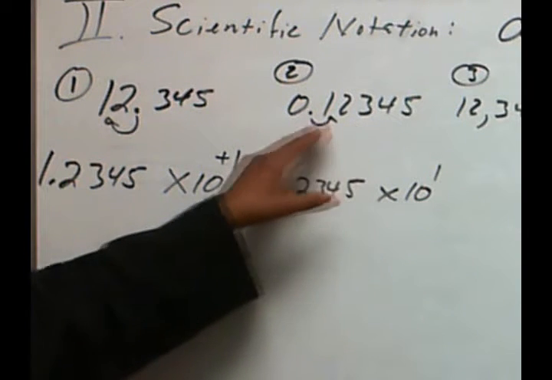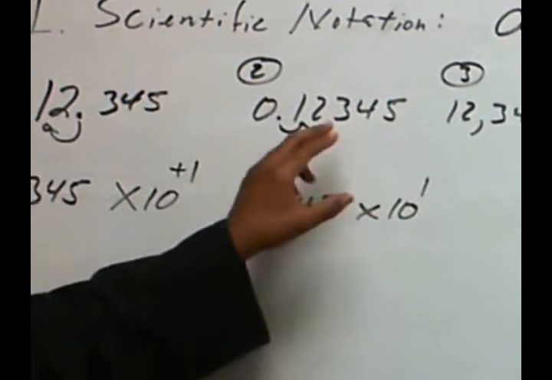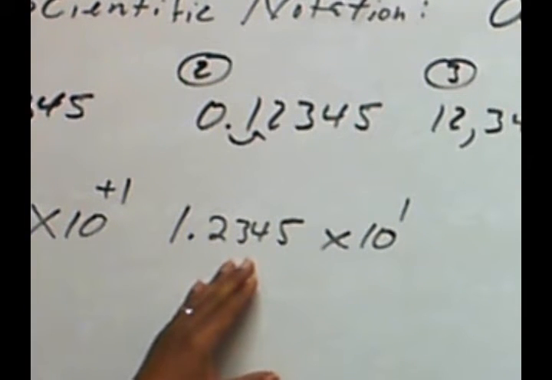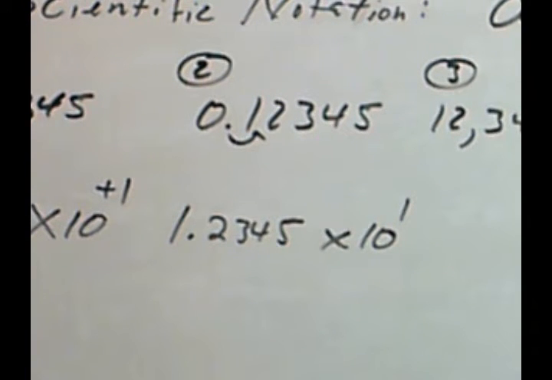The original number, 0.12345, is smaller than the scientific notation. If the original number is smaller than the scientific notation, we represent the move with a negative.